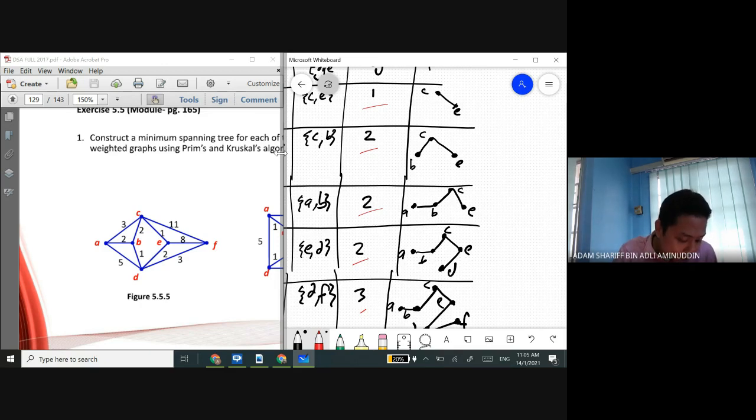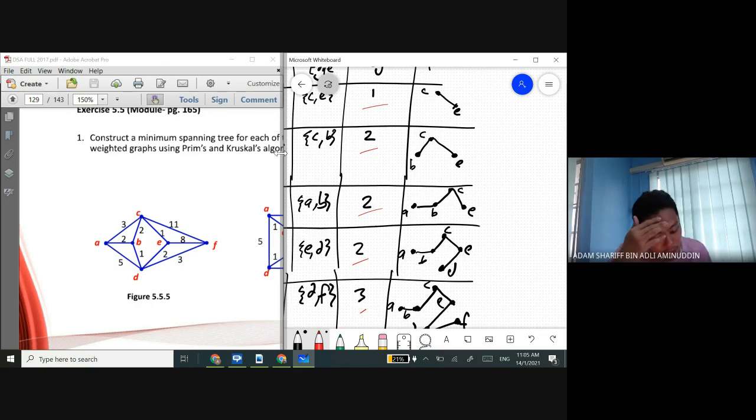Musin berapa? Musin start dengan BD 1. Sama dengan Akram, okey. Sebab kamu start dengan BD. Siapa yang start dengan macam saya, dia start dengan CE. Saya tengok Syazah sekejap. Syazah start dengan CE. So total dia jadi berapa tu? 1 plus 2, 5, 5 plus 3, 8. Okay, ni Syazah saya check balik.